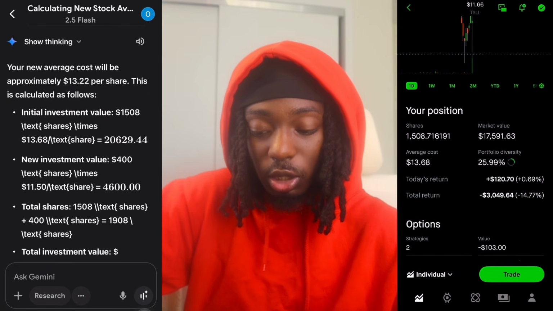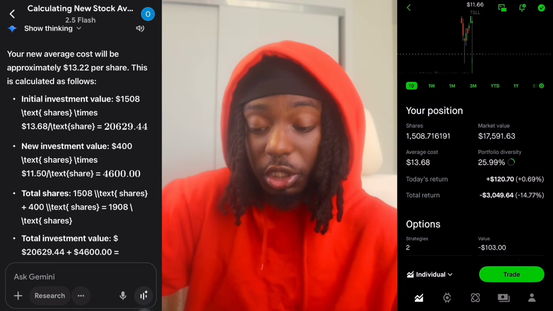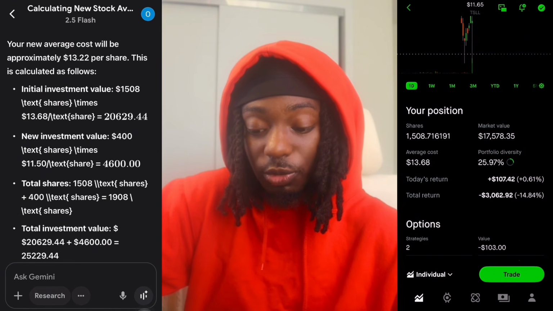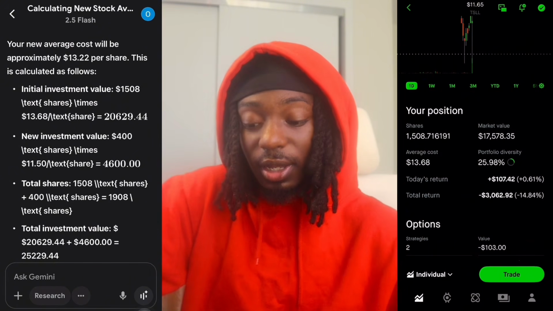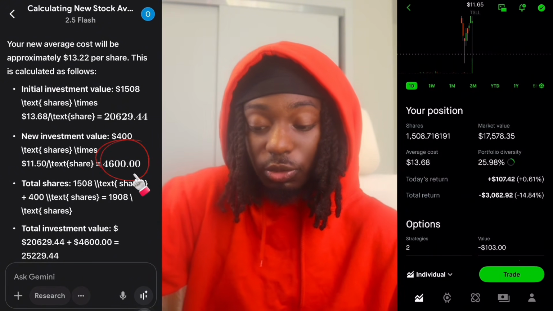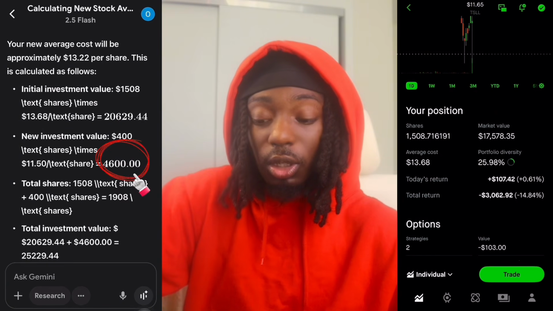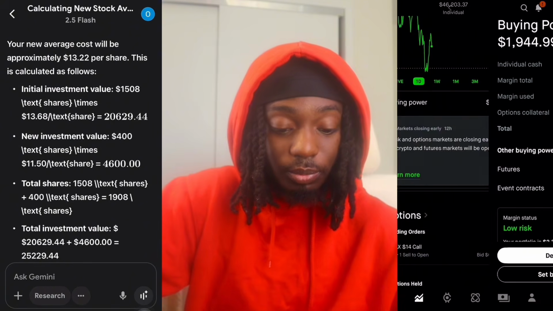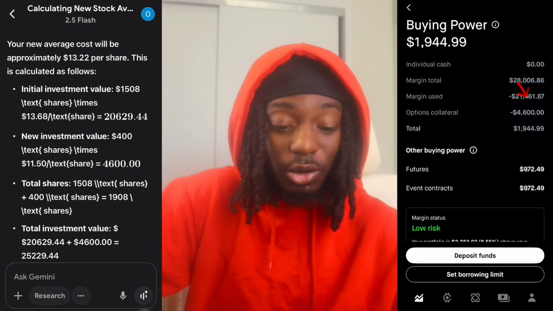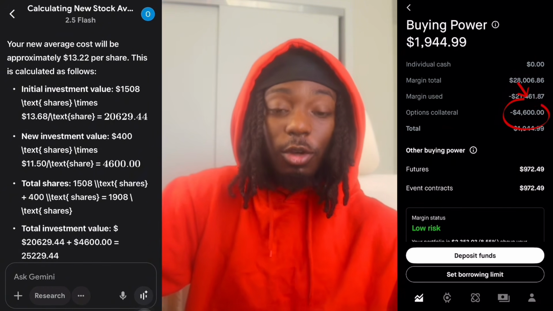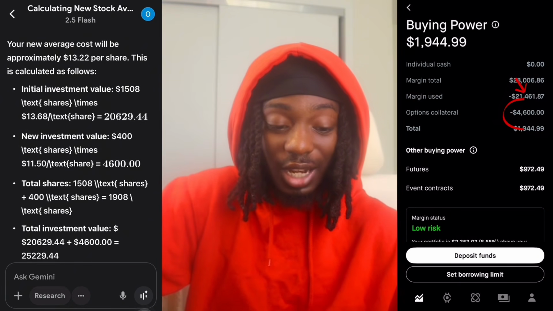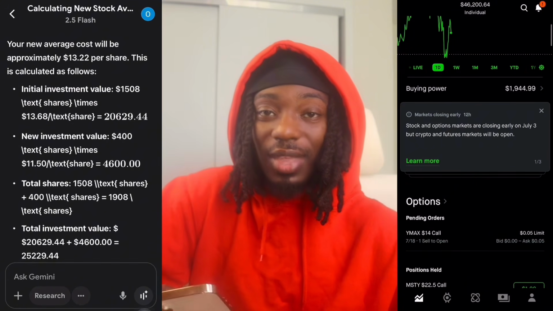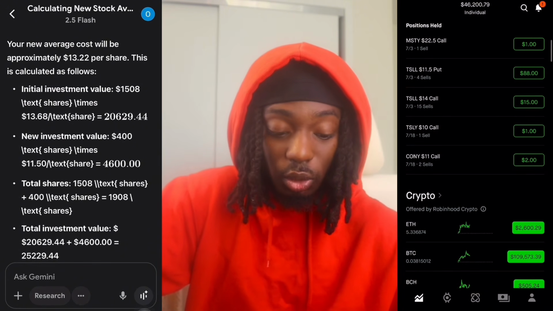But it would say my new investment value, which would be the 400 additional shares, right? Which it's saying that's $400. It converted it to shares, and then it converts the $11.5 strike price, and then it gives me the 4,600 value. That's how much money I'm utilizing to leverage this position, and you're gonna see that reflected in the options collateral. You guys see how that number matches up. I have $4,600 being utilized in options collateral to create this trade, which would mean that that's how much money I will put into this trade if it gets executed.